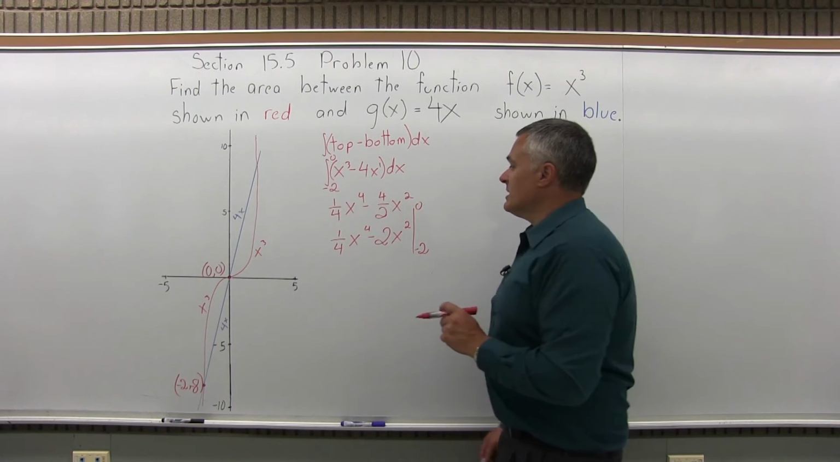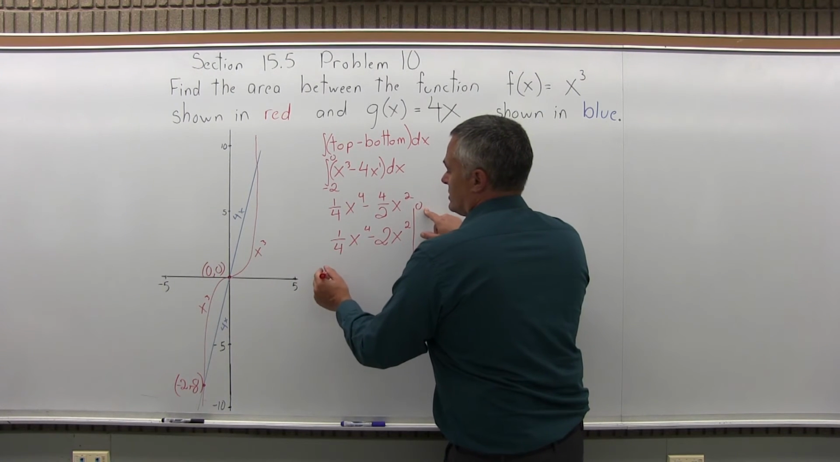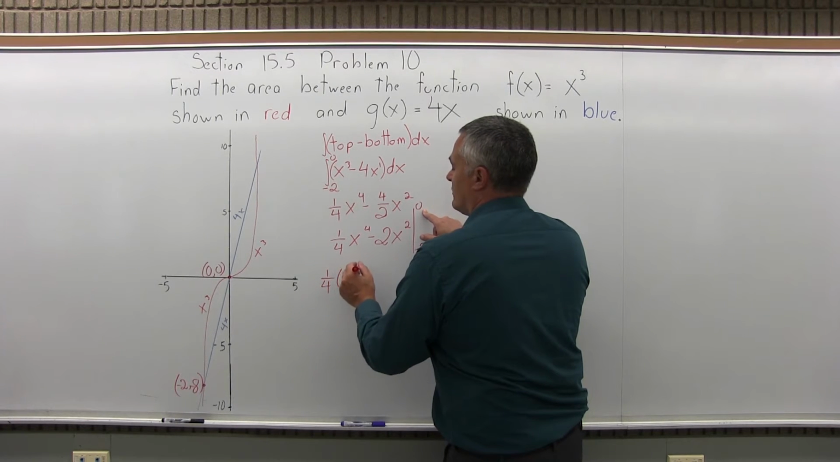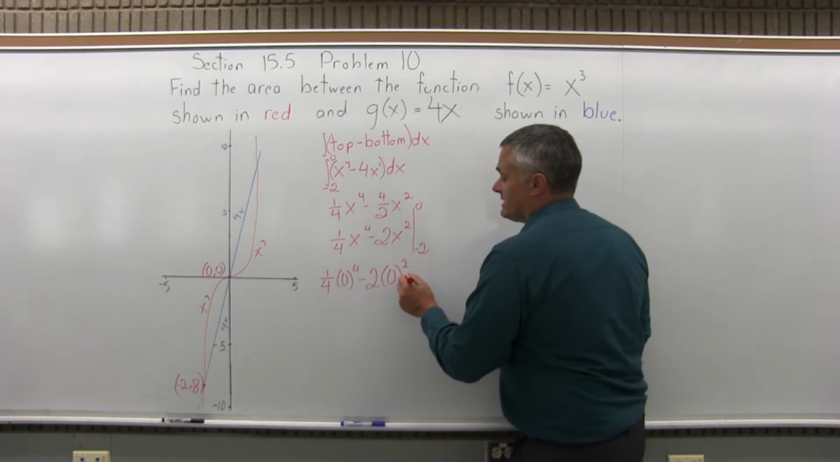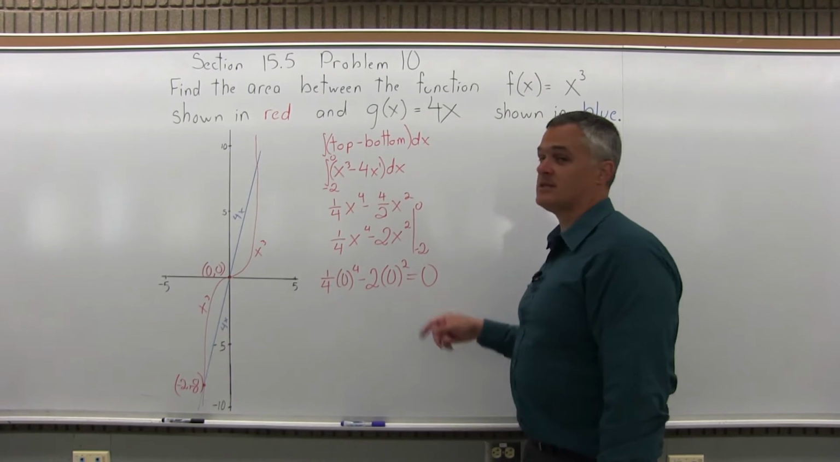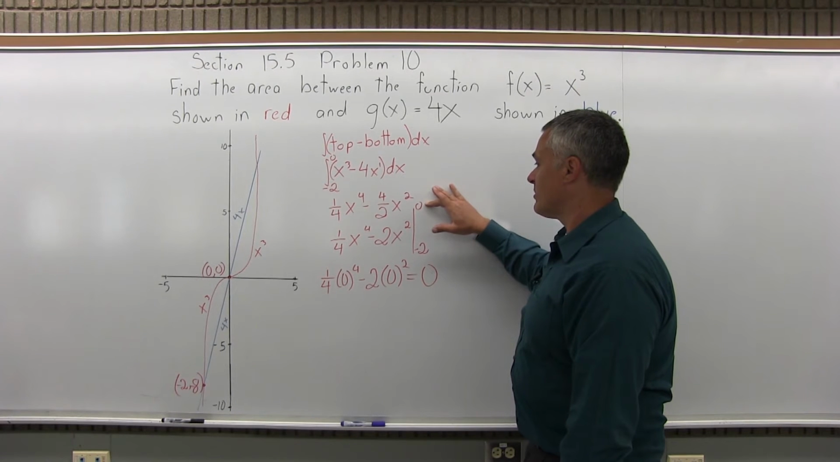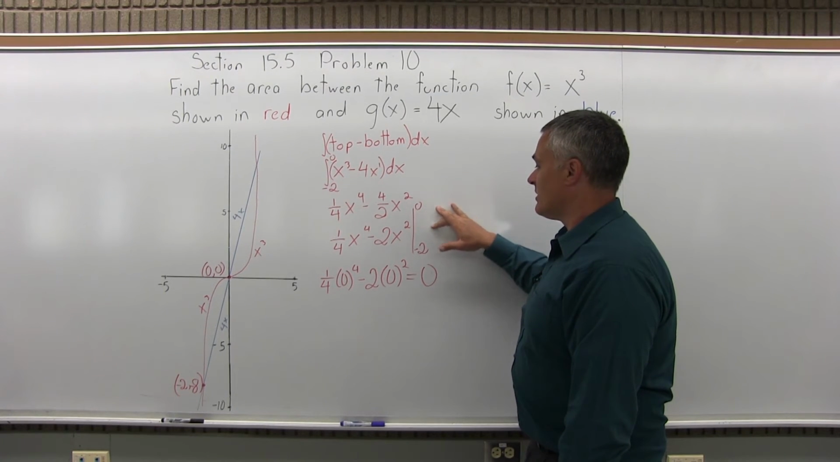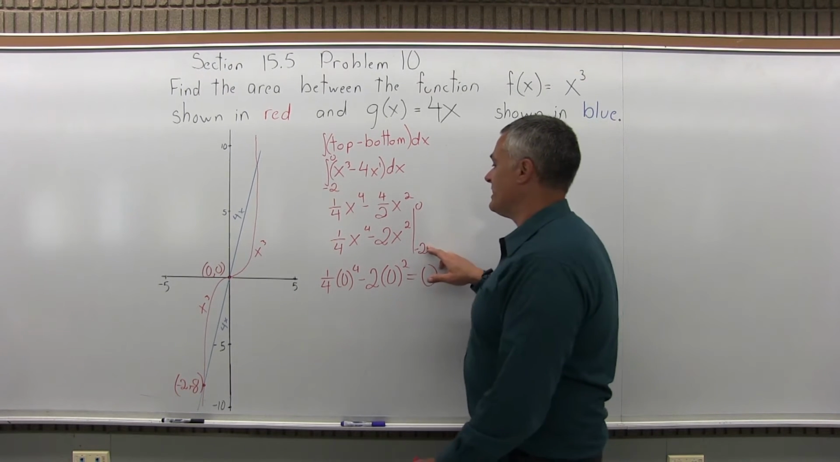So the next step is plug in the upper limit of integration, the 0. So I'm going to have 1/4 x to the fourth is 1/4 0 to the fourth, minus 2x squared is 2 times 0 squared. And because the 0 is very easy, you have 0 minus 0, the answer is 0. So that's the second step of the 4-step process, plugging in that upper limit of integration, get a result of 0. The third step is plug in the lower limit of integration, the -2.